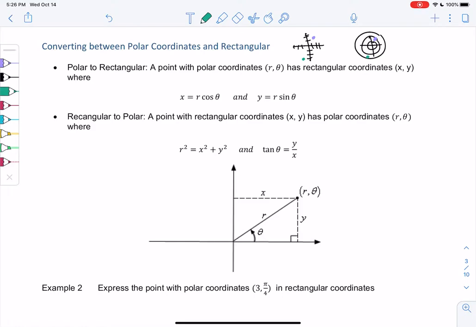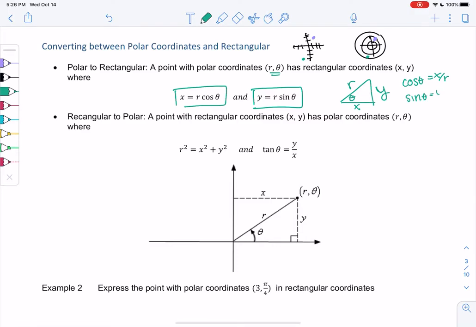So polar to rectangular. We start with polar and we know r and theta. So we can find x by doing r cosine theta, and we can find y by doing r sine theta. And that's just coming from a triangle: x, y, and r, right? So cosine theta would be x over r, so we can multiply and get x. Sine theta would be y over r. So I'm not doing anything new math. This is coming from stuff we've done before.